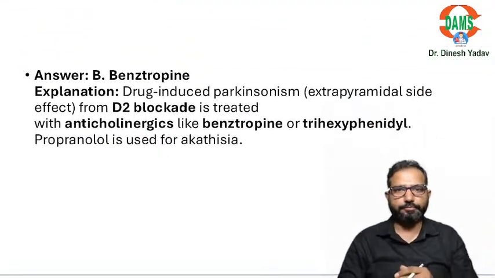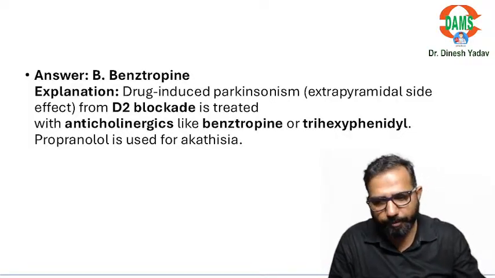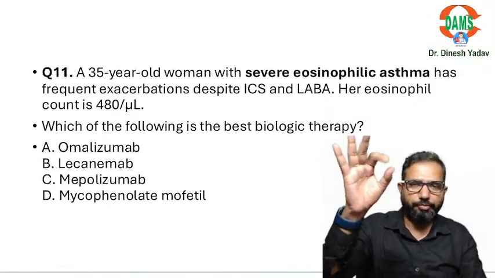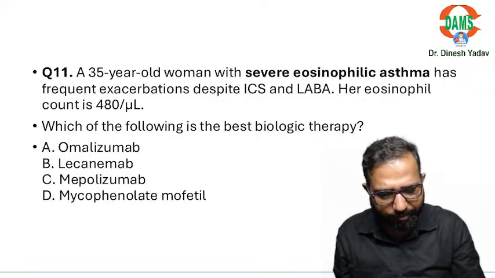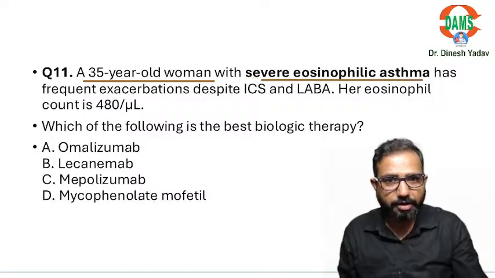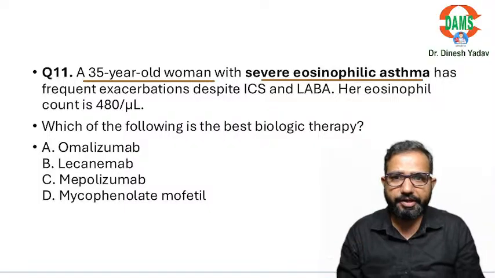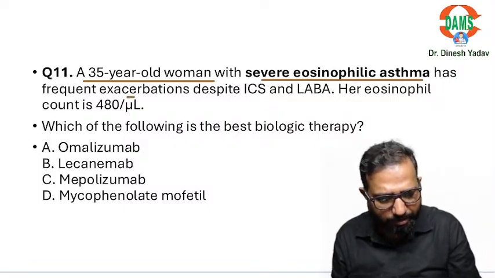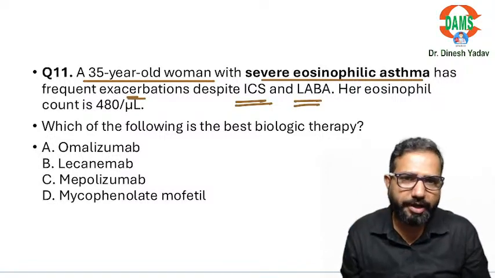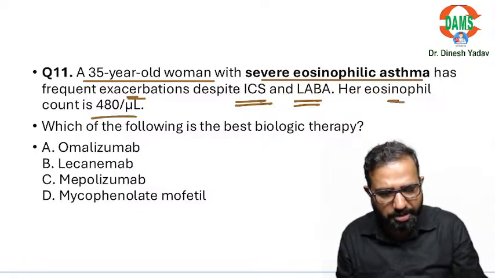Okay guys, so the correct answer is anticholinergics like benzatropine or benzhexol. Let's see the next question. Very important question from respiratory medicine. A 35-year-old woman with severe eosinophilic asthma has frequent exacerbations despite inhalational corticosteroids and long-acting beta-2 agonist. The eosinophil count is 480 per microliter.